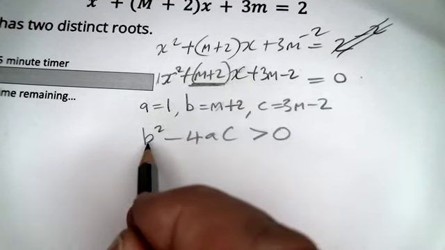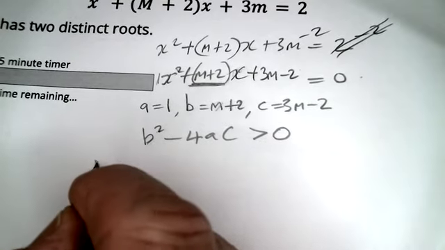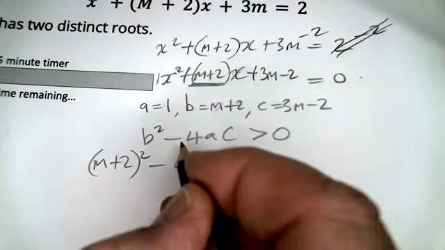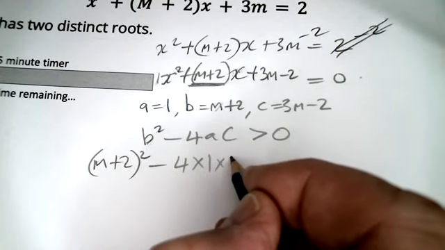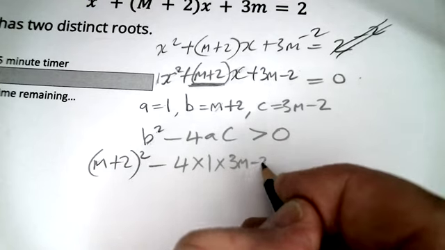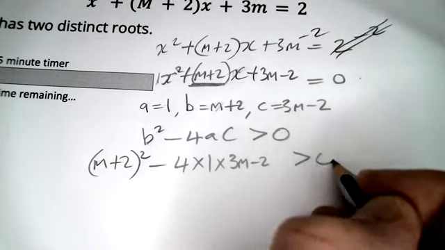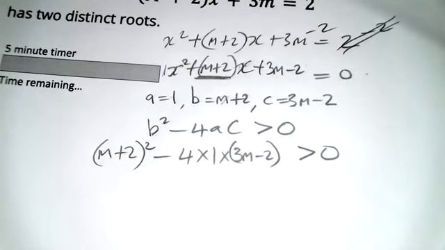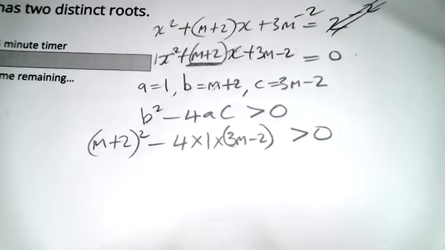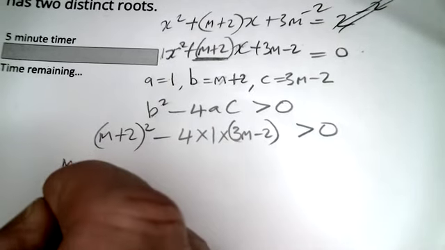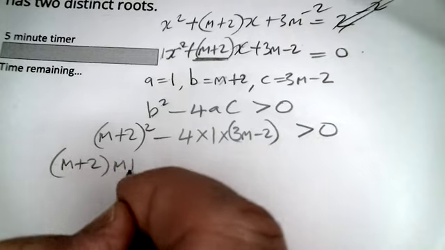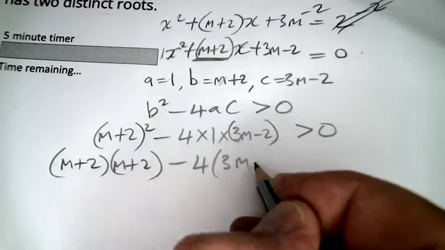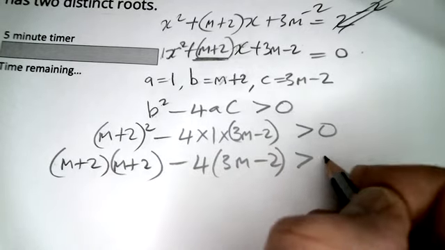All right, so anyway, it's b squared. That's going to be m plus 2 squared minus 4 times a, which is 1, times c, which is 3m minus 2. And I want to try and get these inequality signs all kind of over each other, or everything under each other, right? So here we go. I'm going to rewrite this m plus 2. I'm going to expand those brackets out. 4 ones are 4, 3m minus 2, and I'm going to make that under each other.